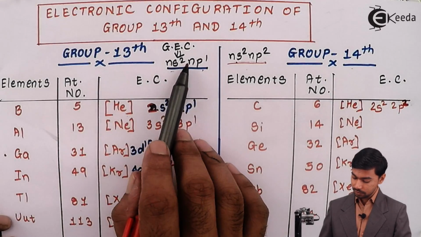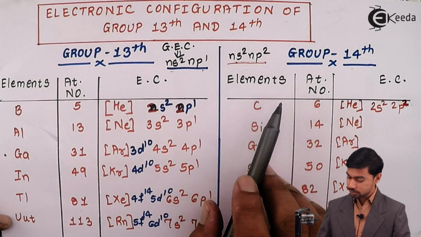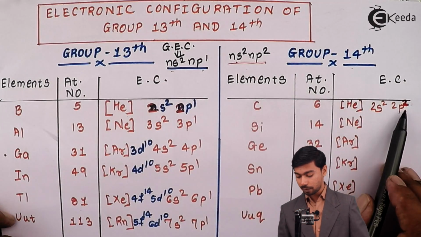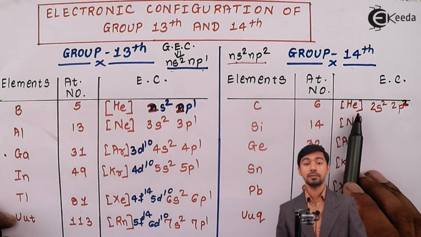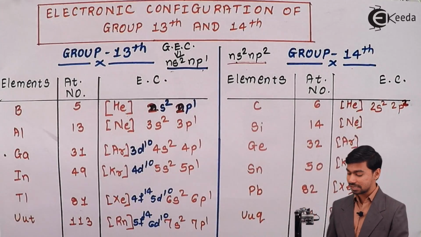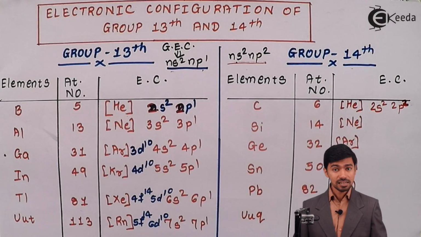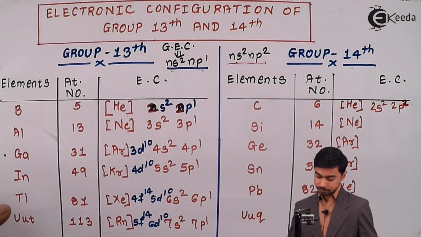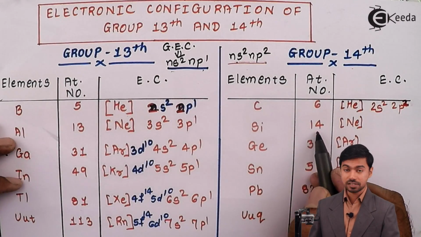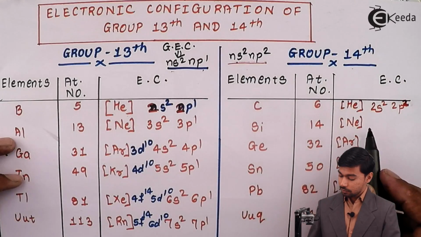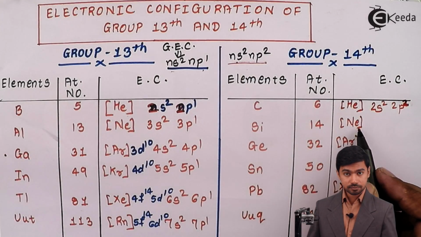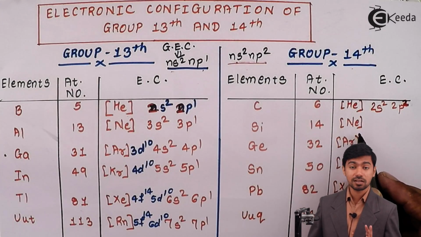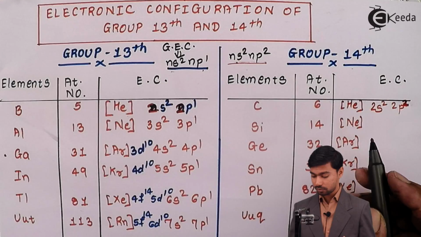According to the general electronic configuration, but in the case of carbon, which has atomic number 6, how many electrons are there? 2 from 2p, 2 from 2s and 2 from the helium inert core. That means 6 electrons are there, easily configured by this rule of group 14. But now the next one, silicon, which has 14 electrons. 10 electrons are coming from the neon. So how many electrons are remaining? Obviously only 2 electrons are remaining, which come from the general electronic configuration.